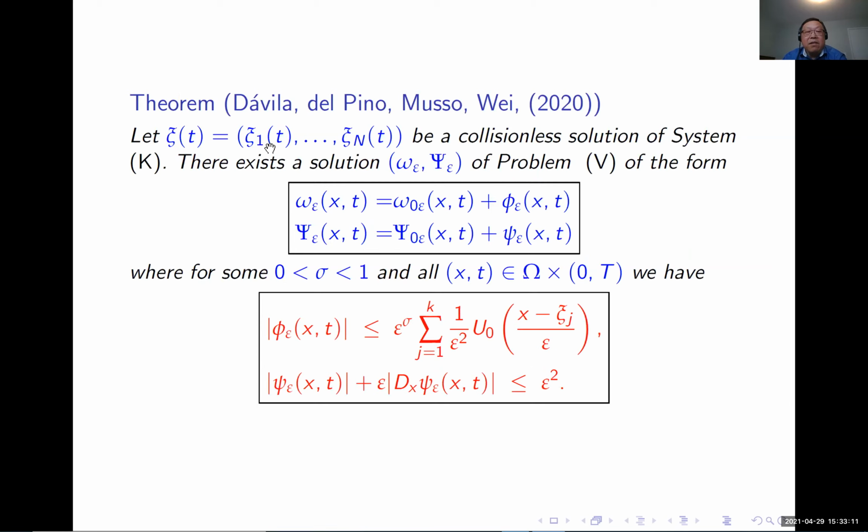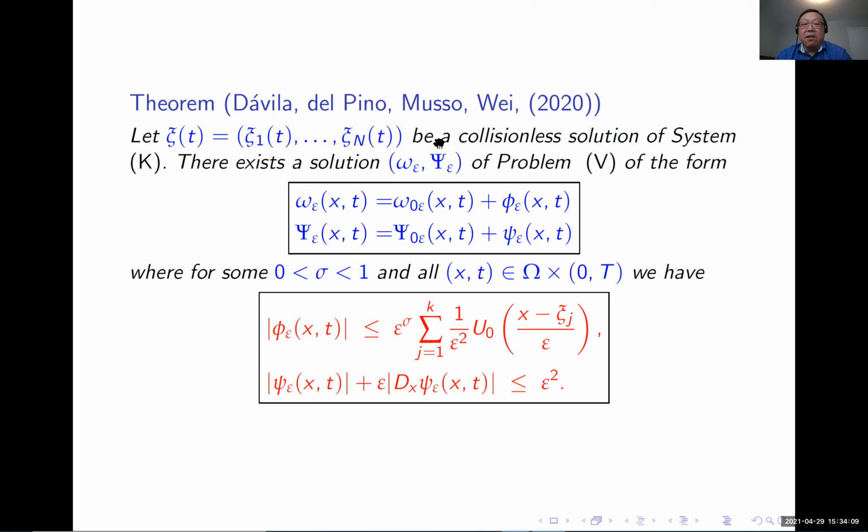And so our result says, if you have a collisionless solution for the Kirchhoff rules, then we can find a precise solution to the 2D Euler. And the leading order is the summation of the Lamb-Oseen vortices. And then we have a precise estimate for the next order, which is a pointwise L infinity estimate for the next order. So this gives precise information on the desingularization, okay? The precise description of the vortex dynamics.